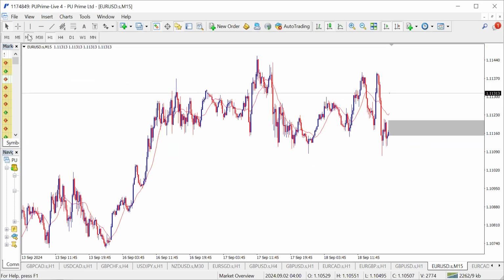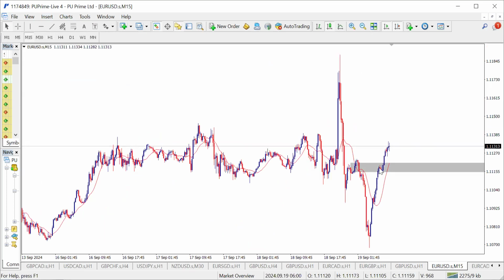So I'll have to wait to see what will happen. I'm expecting a pullback at that level before we continue buying. The same thing goes for EURUSD. The market has not fully formed what it wants to do.